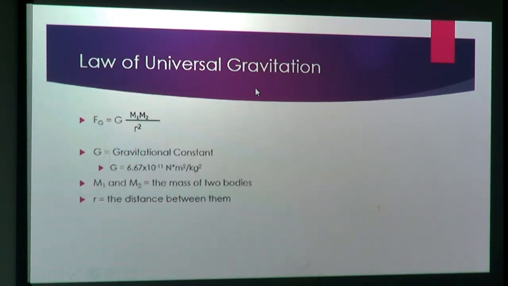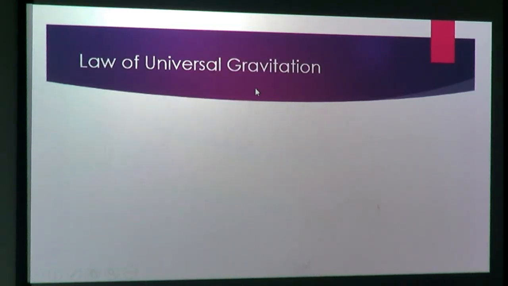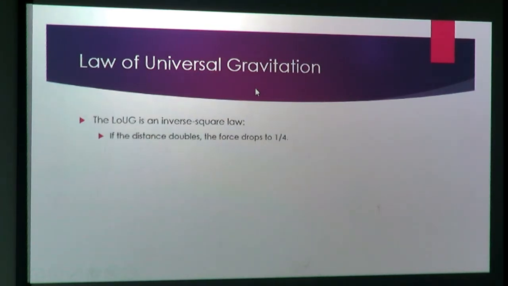Can I continue? The law of universal gravitation is an inverse square law. What does that mean? Do you see that every single unit is a square? Yes or no? Yes. That means, because it's an inverse square law, the distance and the gravity have an inverse relationship.